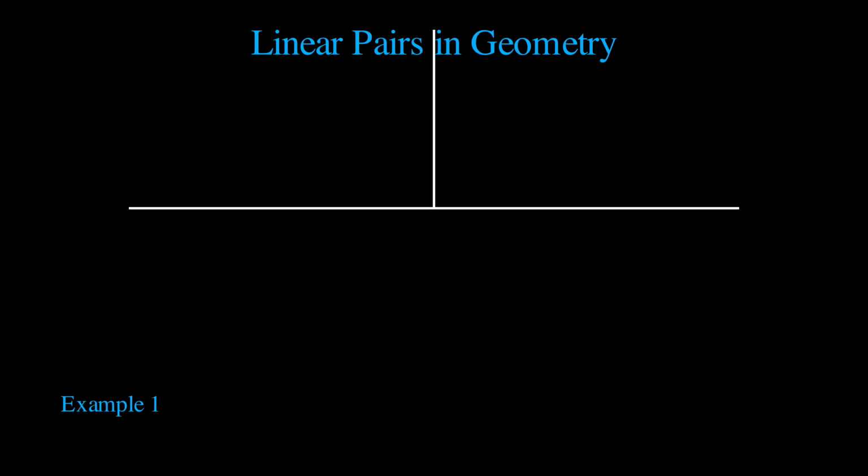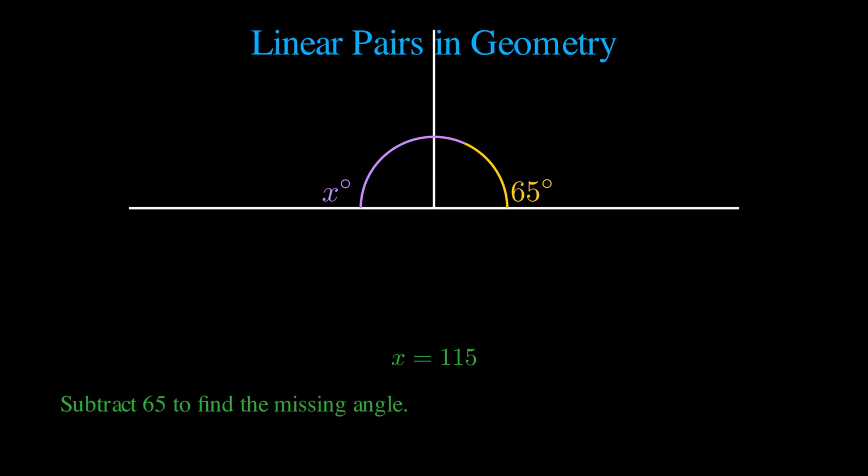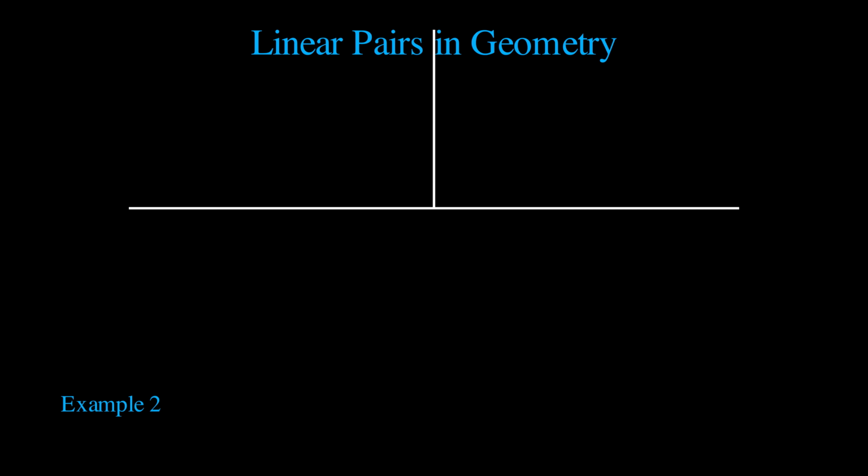Let's look at our first example. One of the angles measures 65 degrees. The angle next to it is labeled x, meaning we need to find its measure. Because these two angles form a linear pair, they must add to 180 degrees. So we write the equation. To find x, we subtract 65 from 180. That gives us 115.